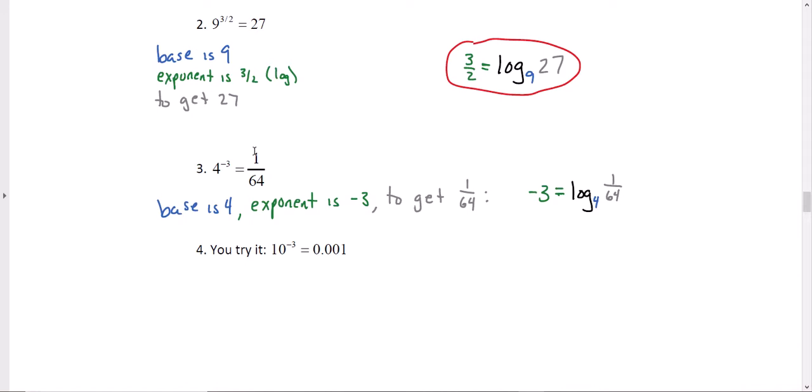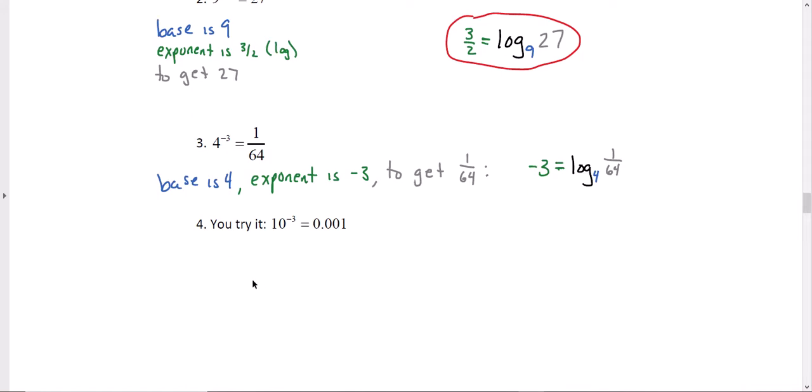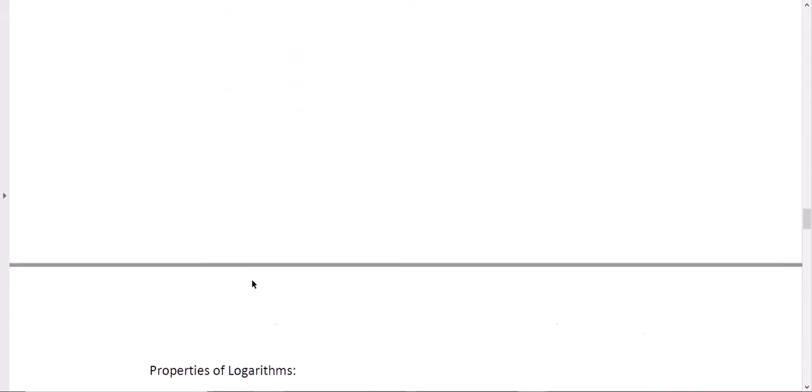4 to the -3 equals 1 over 64. Our base is 4. Our exponent is -3. To get 1 over 64, this would be -3 equals log base 4 of 1 over 64. And I have no idea why I didn't circle that in red like the other ones, but whatever. Give that one a try. If you are pretty confident in your answer, go with it. And if you're not very confident, send me a message and I'll let you know that you're right.